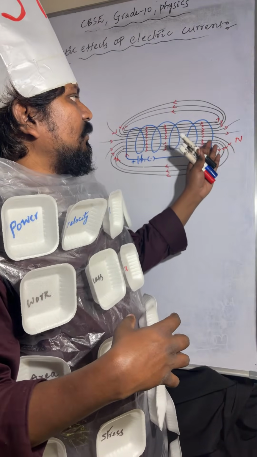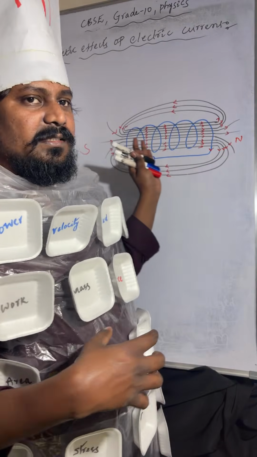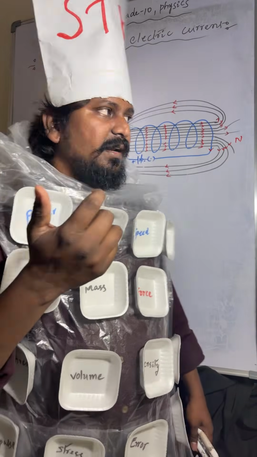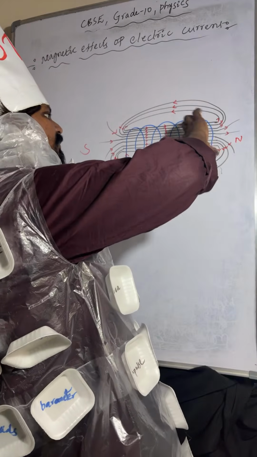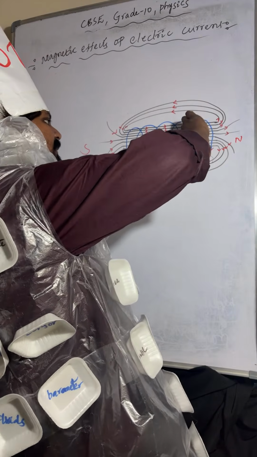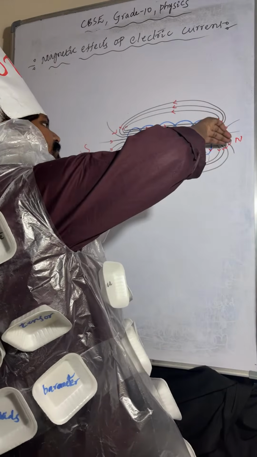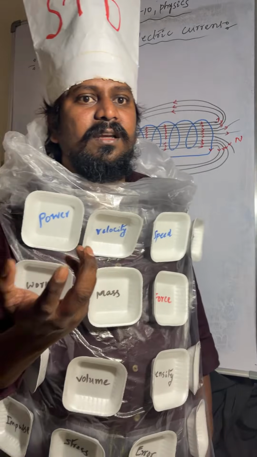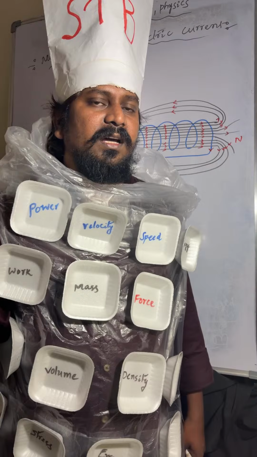From this side we can take north, and from this side we can take south. By using the right hand thumb rule, we can identify. If the current is passing, the magnetic field is like this. Yes or no? The current is passing in a downward direction, right? So this is the current direction. If you place it, the magnetic field will be like this. So this is the magnetic field direction. Understood or not? By that we can identify the poles, north pole and south pole.